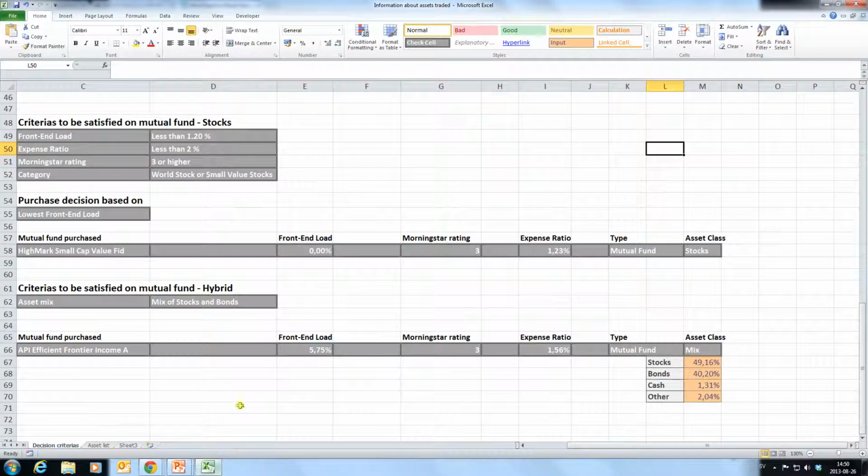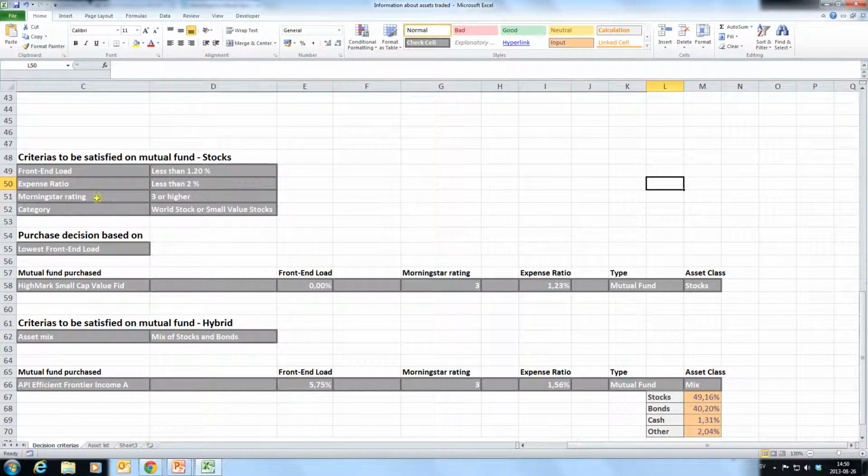Okay, now when we looked at the first fund, I would like the front-end load to be less than 1.2%. I wanted the expense ratio to be less than 2%. I wanted a Morningstar rating which was 3 or higher, and I would like the category to be world stock, but if that didn't turn out to go well, which it didn't, I chose the small value stocks. And again, this is not really for any specific reason I take these exact numbers, it's just an example. And the purchase decision was made on the lowest front-end load, and I actually managed to find a small cap fund with a front-end load of 0%.